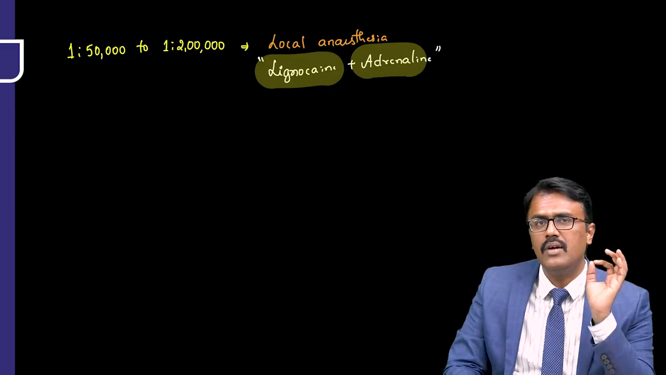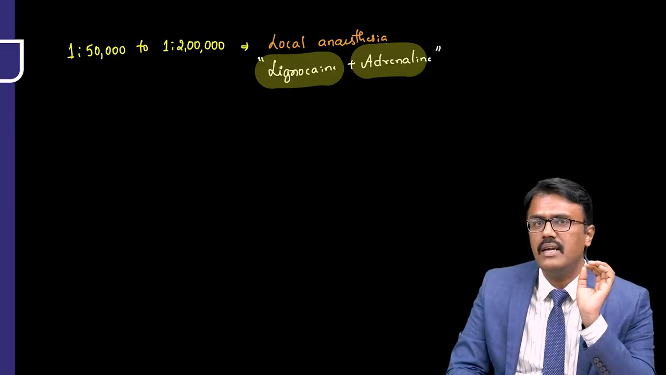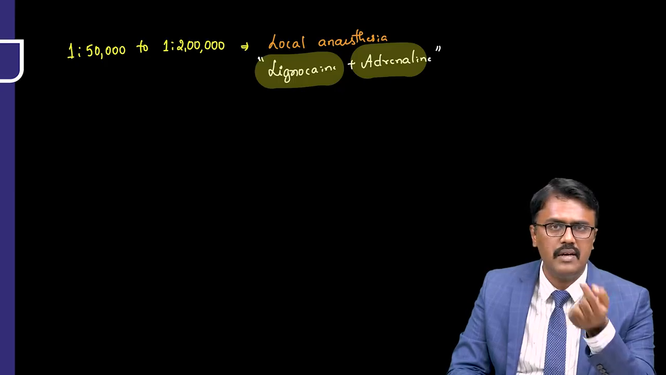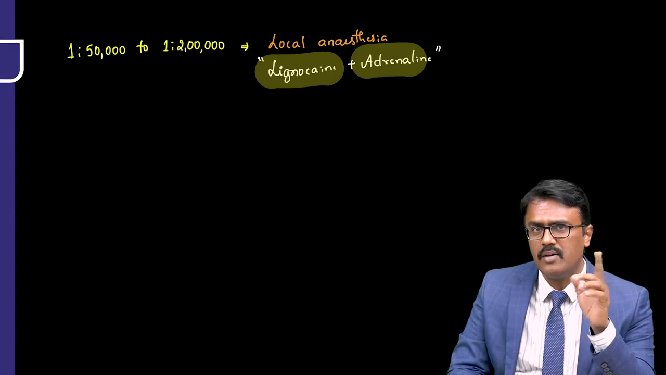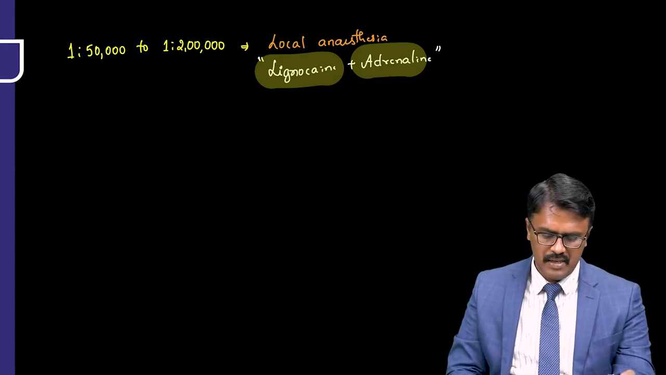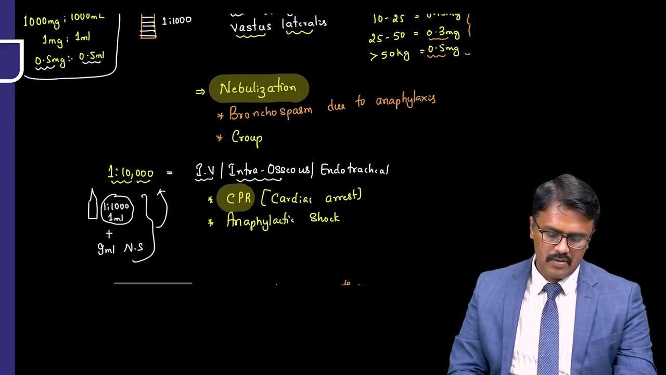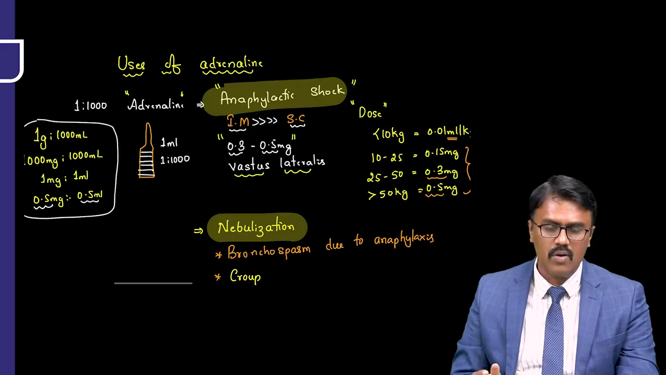But be careful. Don't use this combination where there are end arteries. For example, the tip of the finger, tip of the nose, penis, all those places. So correlate anatomy and pharma here. So these are the dilutions and these are the uses of adrenaline. And see, all these uses are emergency uses.